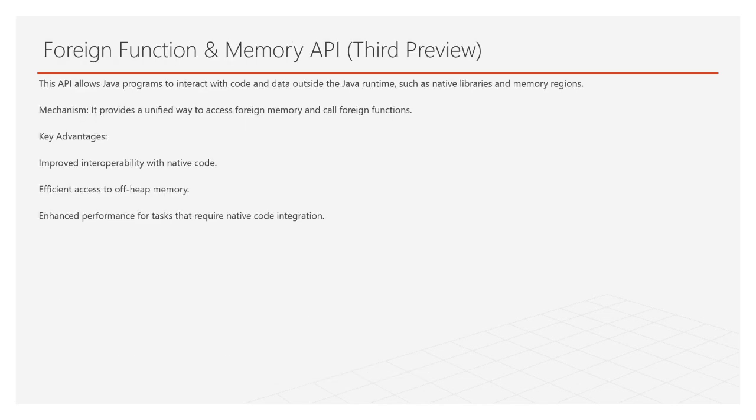Now the foreign function and memory API. This is one of the APIs which will allow programs to interact with code and data outside the Java runtime, such as native libraries and memory regions. This is a unified way to access foreign memory and also call foreign functions. So what is the benefit? It is going to improve your interoperability with native code, give efficient access to off-heap memory, that is, memory outside the heap, and improve your performance for tasks that require native code integration. So that's the benefit of it.